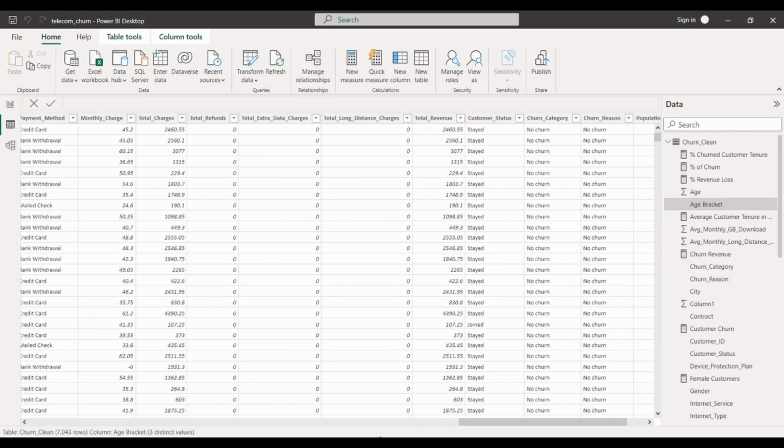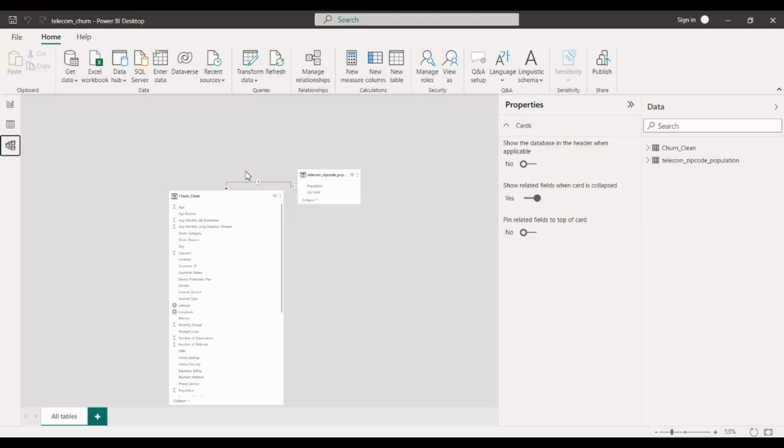We will look further into that when I talk about the data visualization. So here is the data model diagram. The relationship shows that it's a one to many relationship. Can you zoom it? Yeah, sure. Zoom the dashboard also. Yeah, sure.